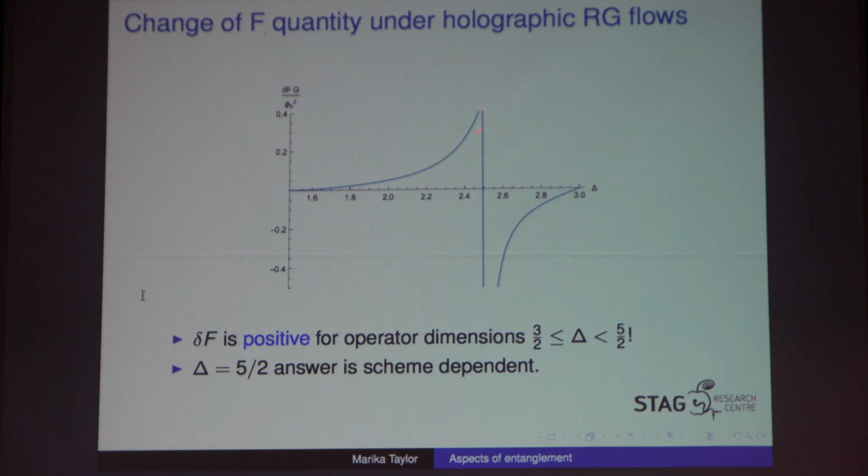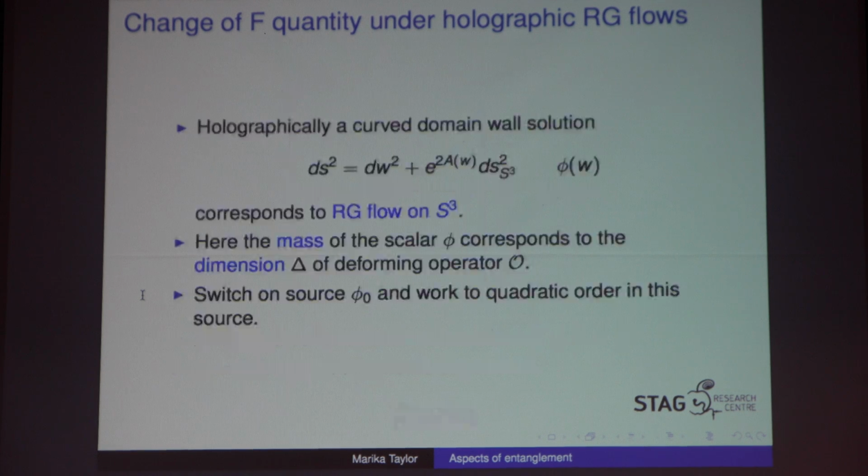Okay, so this seems very strange. This seems that if we make deformations by operators in this range, the F quantity seems to increase along the RG flow. And again, whilst I haven't shown you the details of the calculation, all I'm doing here is just solving Einstein equations with a massive scalar field to quadratic order in the source. I'm not sensitive to details of whatever potential the scalar actually has, you know, the cubic terms, because I'm only working to quadratic order in the source. So it seems a very generic phenomenon.